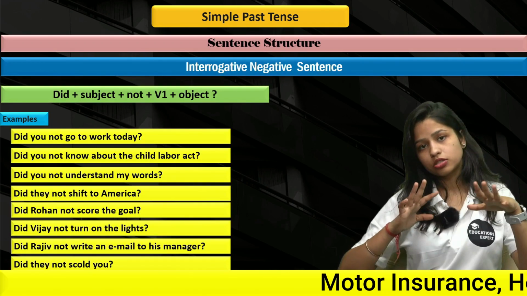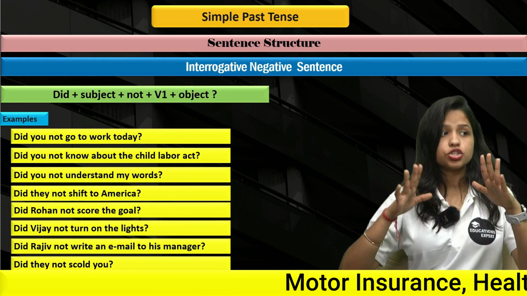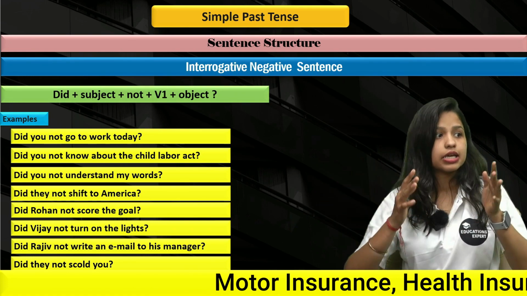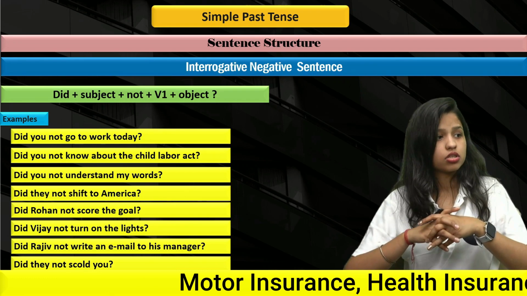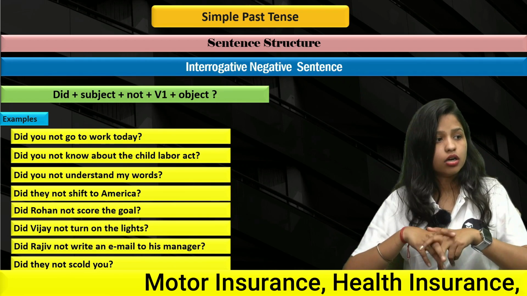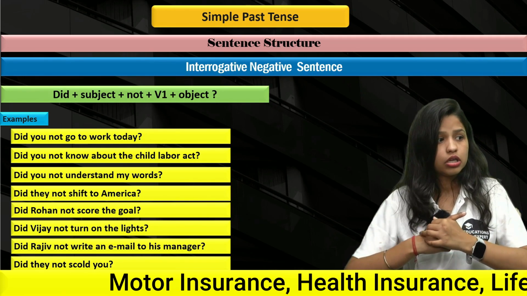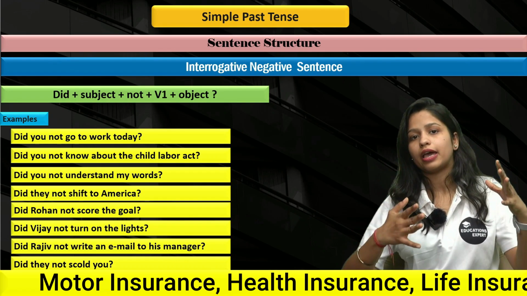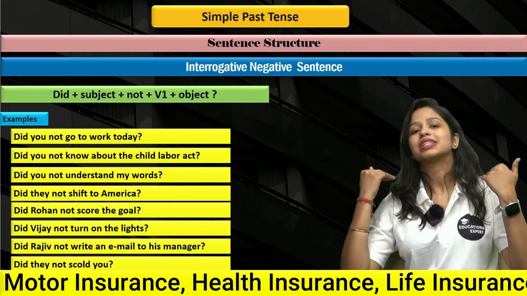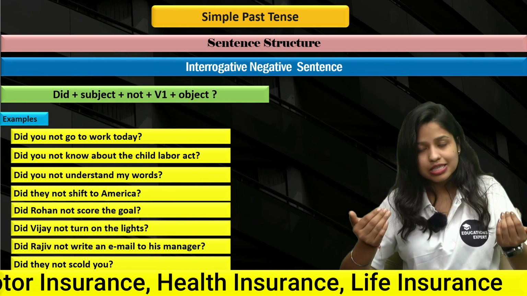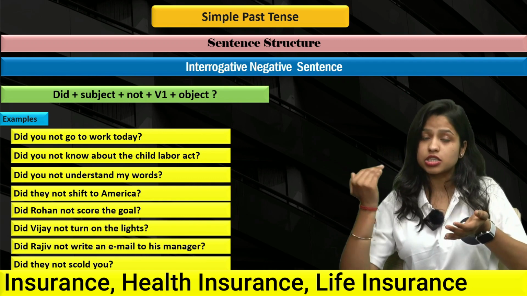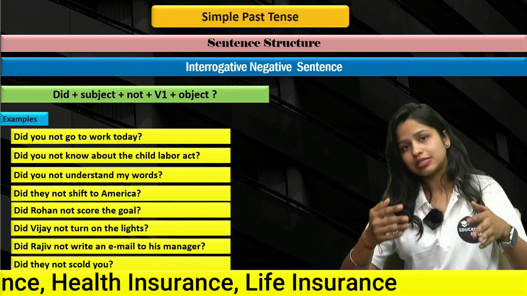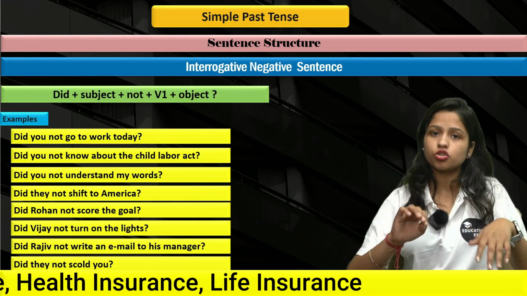Now I will repeat the sentences in a normal way. Did you not go to work today? Did you not know about the Child Labor Act? Did you not understand my words? Did they not shift to America? Did Rohan not score the goal? Did Vijay not turn on the lights? So this is how you can speak the sentences. It should always have this expression of questioning, right? Apart from this, it is a very simple one. I know you have got this topic for sure.